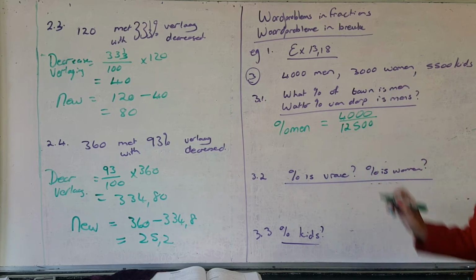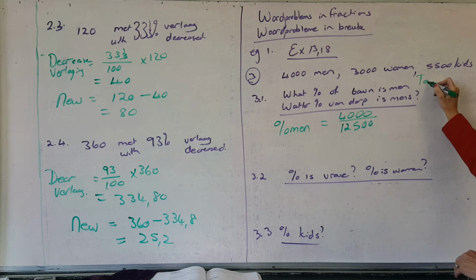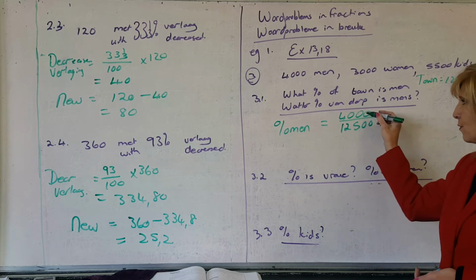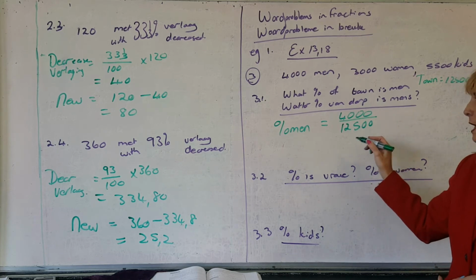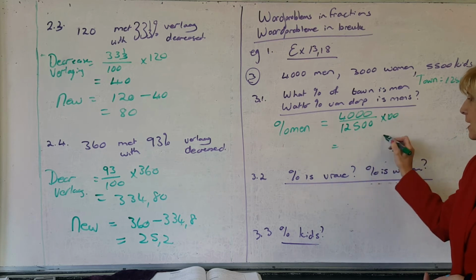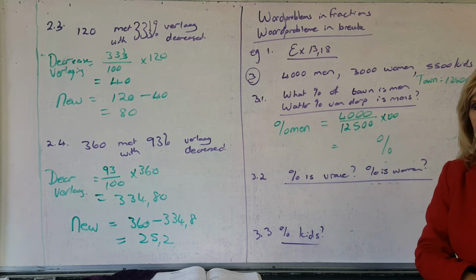So you had to add up first of all that the whole town had a total of 12,500. So the percentage of the men is 4,000 out of the total. But that's not in percentage until I say times 100. Then I will get my answer in percentage.